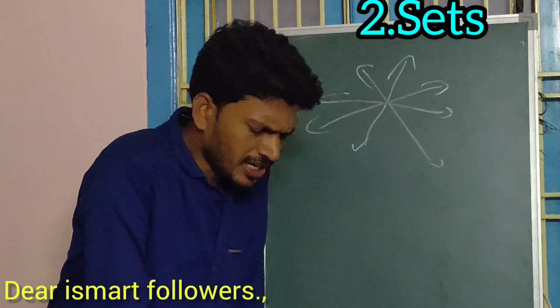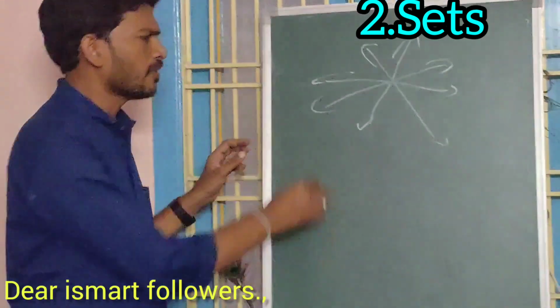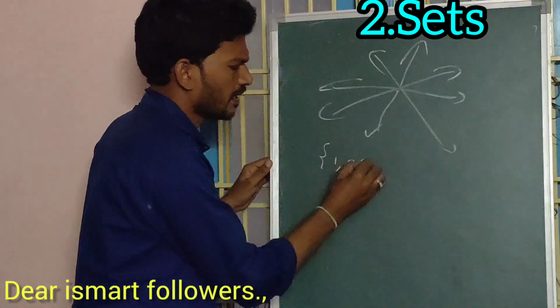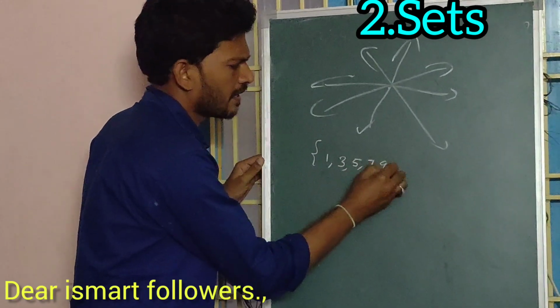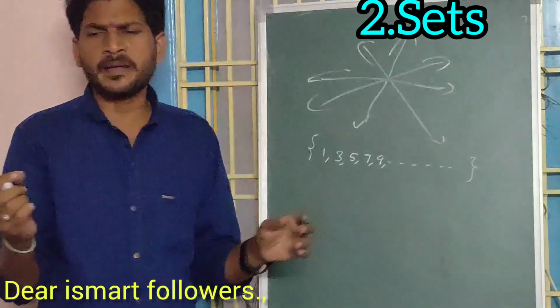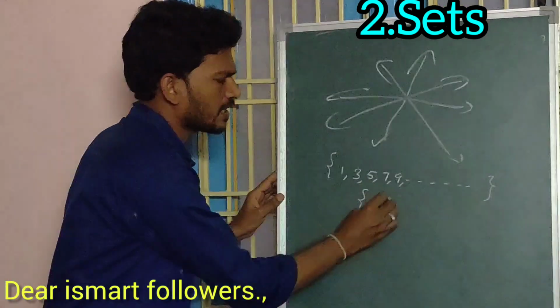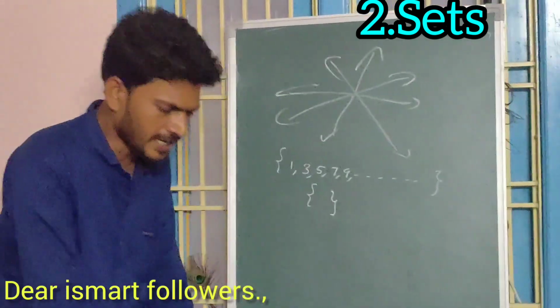Next, second one: set of odd natural numbers divisible by 2. Odd numbers start from 3, 5, 7, 9 and so on. So in all these numbers, is there any number divisible by 2? No, sir. 2 is not in the table of any of these. Therefore this is called an empty set.